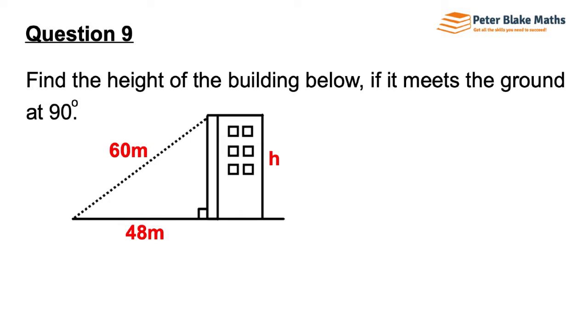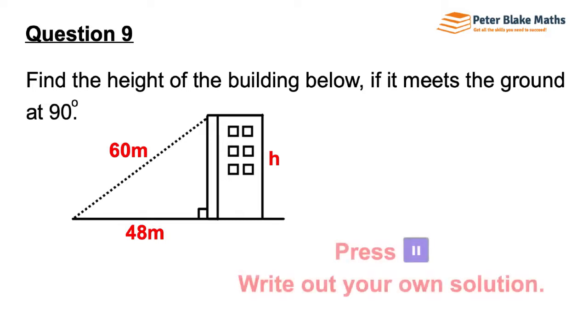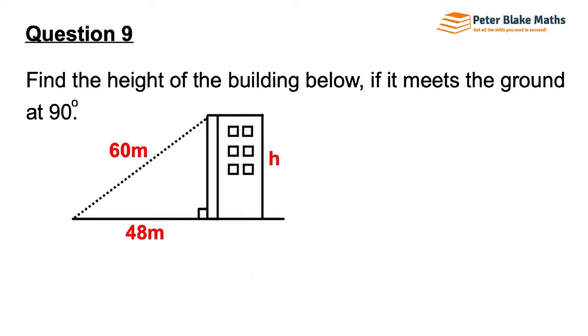Question 9. Find the height of the building below if it meets the ground at 90 degrees. Okay, Mr. Pythagoras would say for this diagram that h squared equals 60 squared minus 48 squared. The reason we have a minus in that version of Pythagoras is that we're finding one of the shorter sides of the right angle triangle. If we were finding the hypotenuse, we'd have a plus in between those two squared numbers.